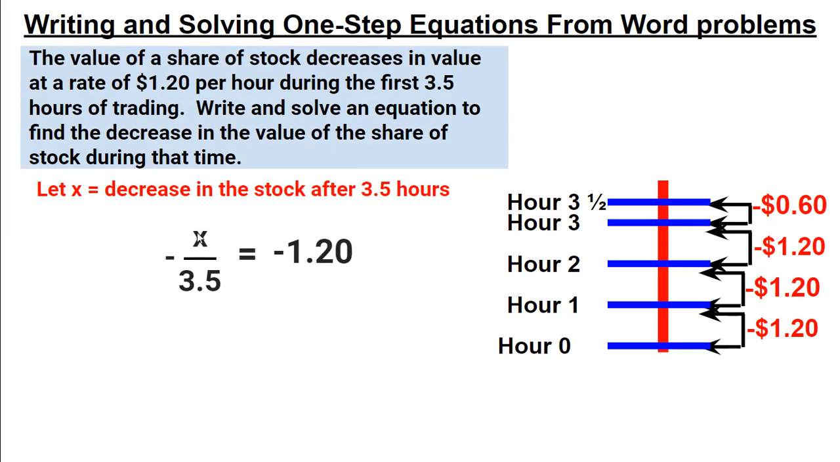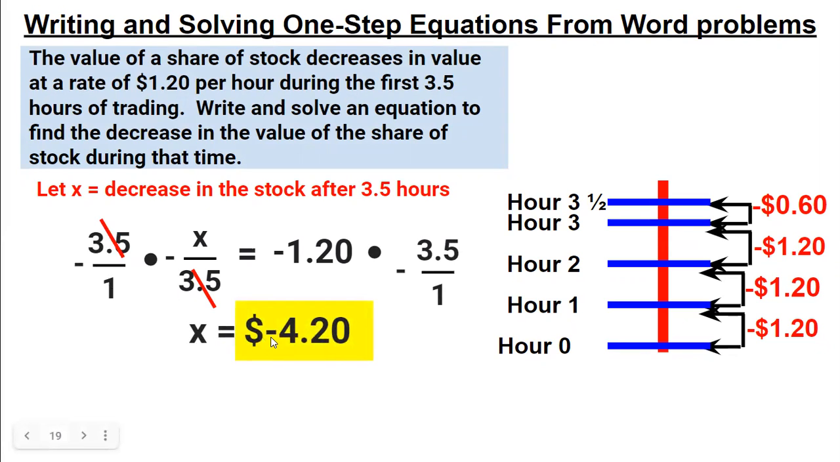So X, the decrease in the stock, divided by 3.5 hours is equal to -1.20, the hourly amount of decrease. Multiply by the reciprocal, -3.5/1. Those will cancel out, leaving you just with positive X. Multiply by the same thing on the other side, -3.5. X is going to be left, and two negatives are going to equal a positive. Well, there's not a positive there. So -4.20, it's going to go down by.